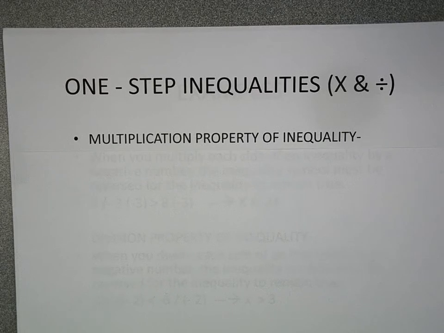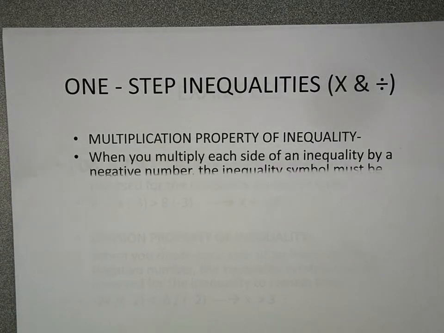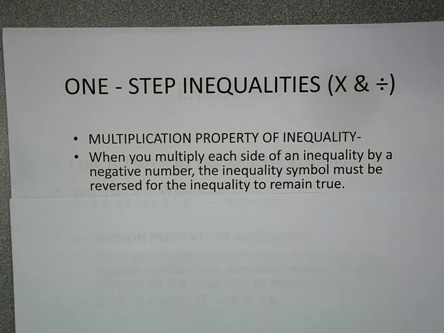When we read this, make sure you're really looking at it because it is a little different than all of those other ones. Here's what your book says, and it's written out pretty well. When you multiply each side of an inequality by a negative number, the inequality symbol must be reversed for the inequality to remain true. So if you're multiplying both sides of an inequality by a negative number, you have to reverse the sign.